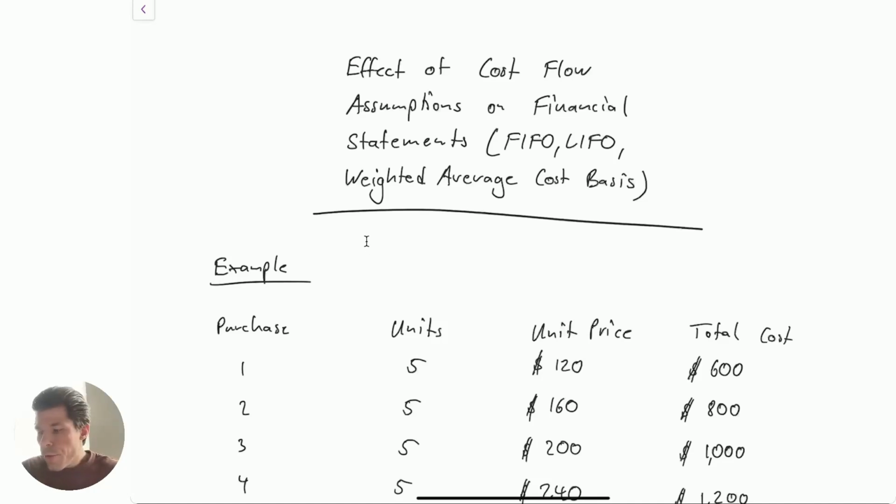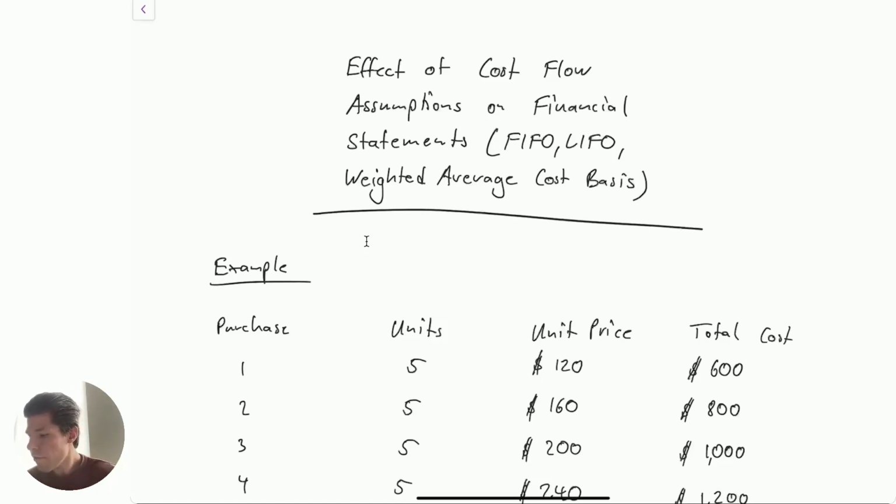I would like to go through an example to explain exactly the effect of certain cost flow assumptions on financial statements. When I say financial statements, I mean the impact on ending inventory, cost of goods sold and gross profit. Under IFRS and US GAAP, we usually look at three cost flow methods.